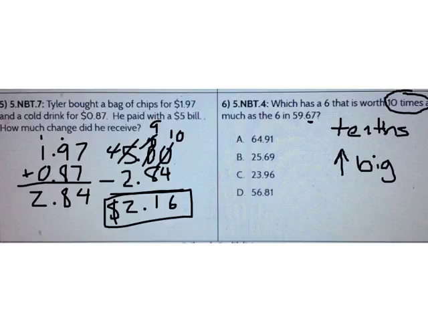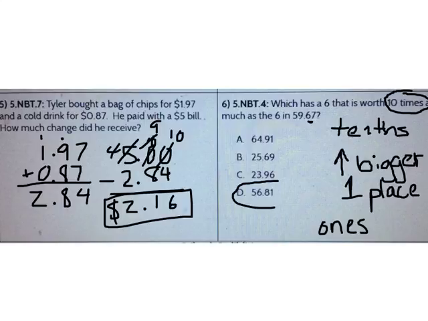How many places bigger is it if I multiply by 10? It's 1 place bigger. What place value is 1 place bigger than the tenths place? The ones place. Which answer choice has a 6 in the ones place? The correct answer is D.